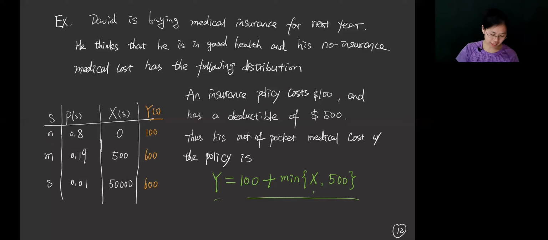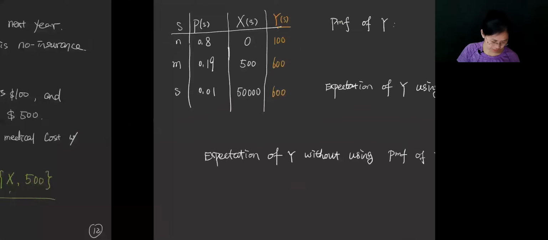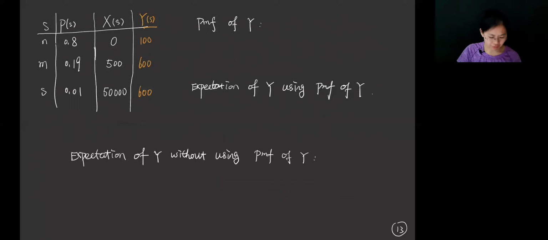And we can actually figure out the values of Y for each X value. When X equals 0, he pays 100. When X equals 500, he pays 600. And when X is 50,000, he continues paying 600. We can figure out the PMF of Y using this table. There are two possible values for Y, 100 and 600. So the PMF of Y has 2 points.